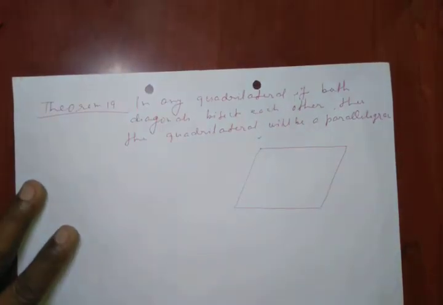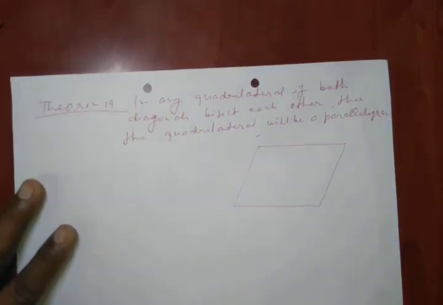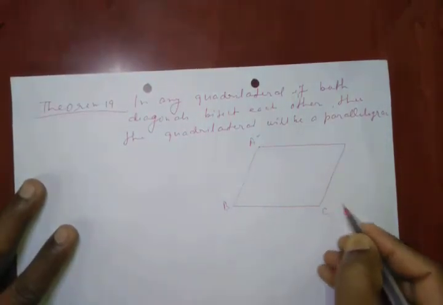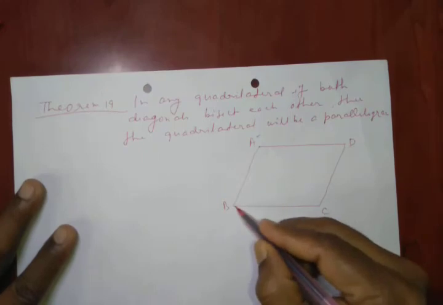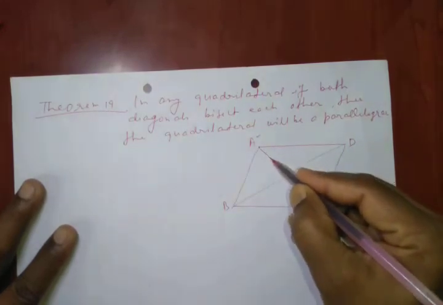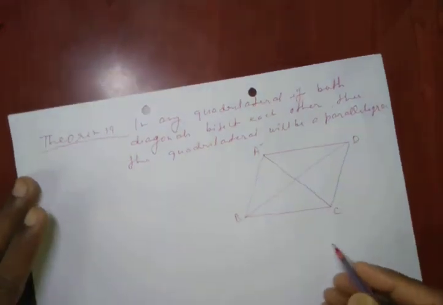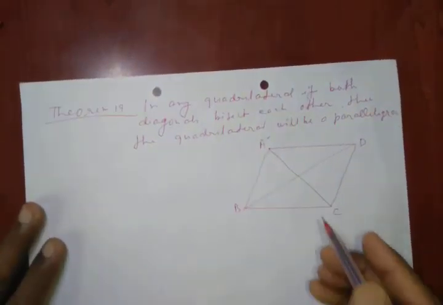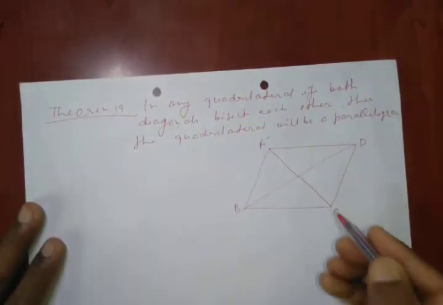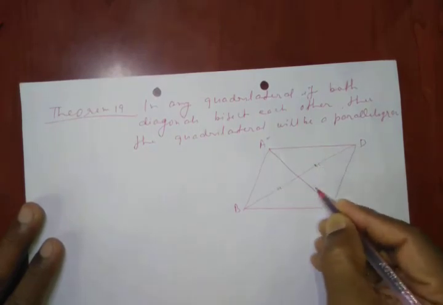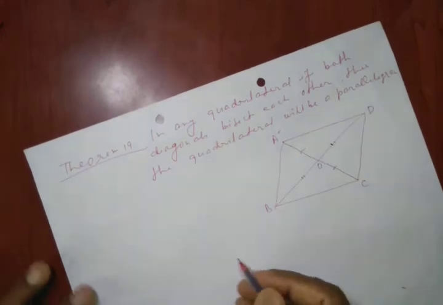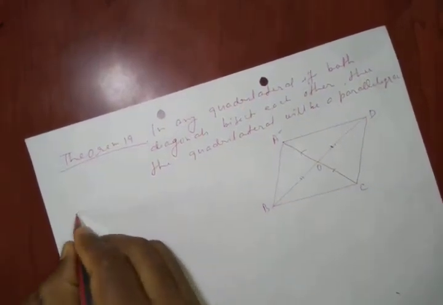So you can see here this CD, and these are the two diagonals. In this we are given that this is a quadrilateral ABCD, and we are given that these two diagonals bisect each other, means that this is equal to this and this is equal to this, and suppose this is O here, then we have to prove that ABCD is a parallelogram.